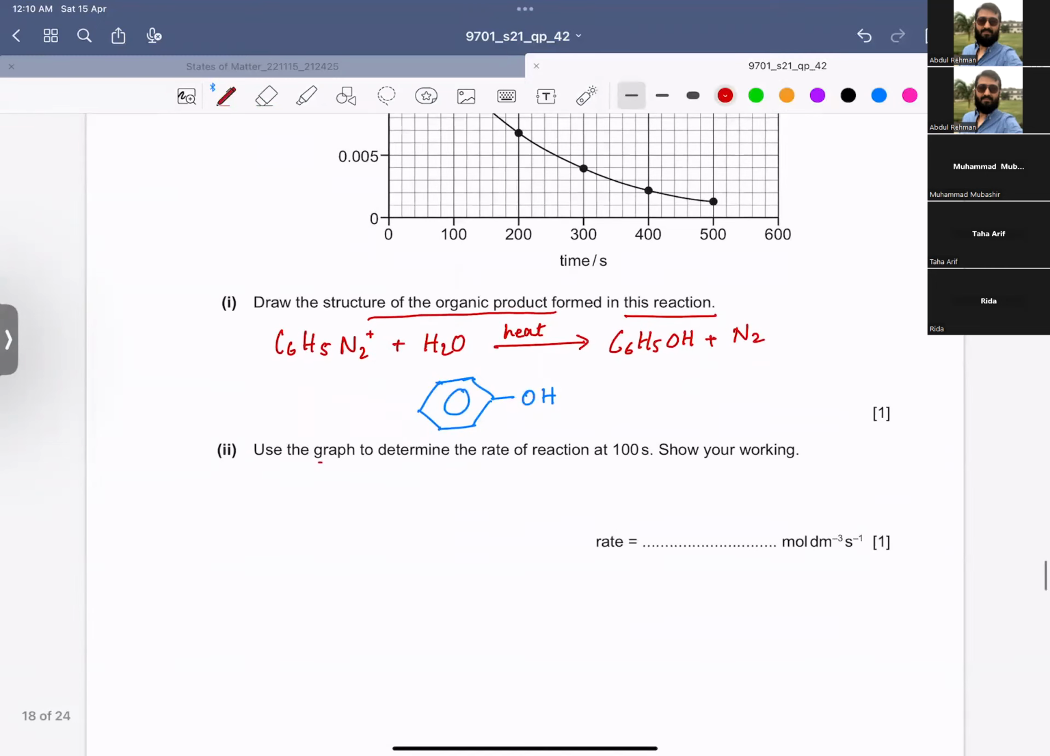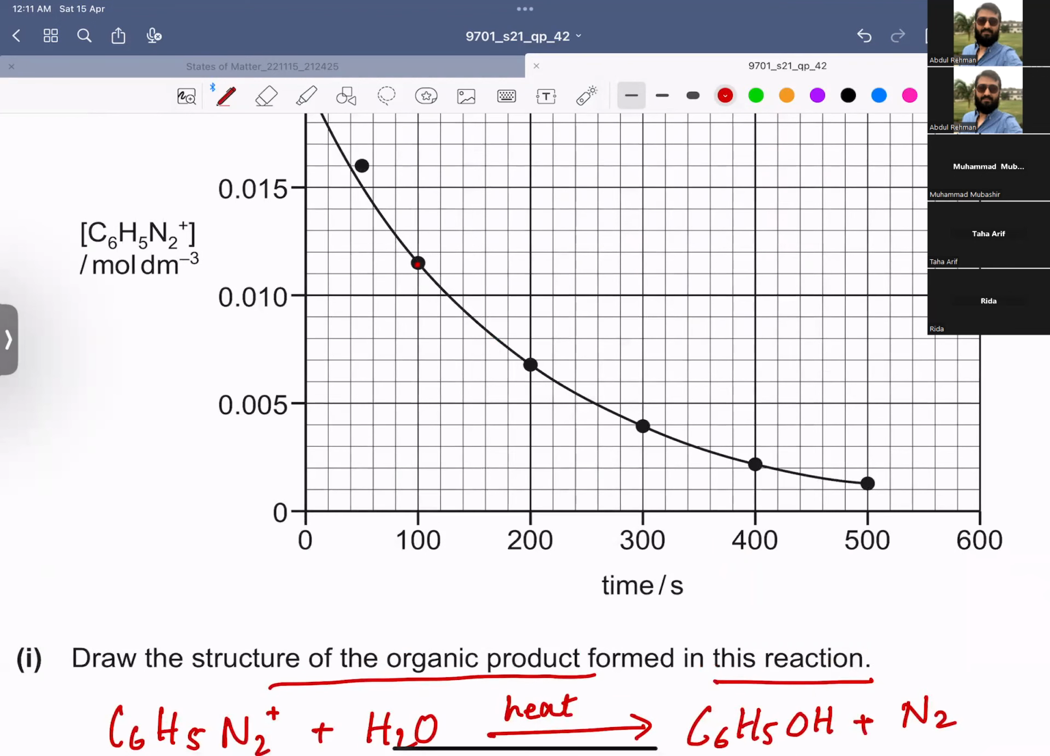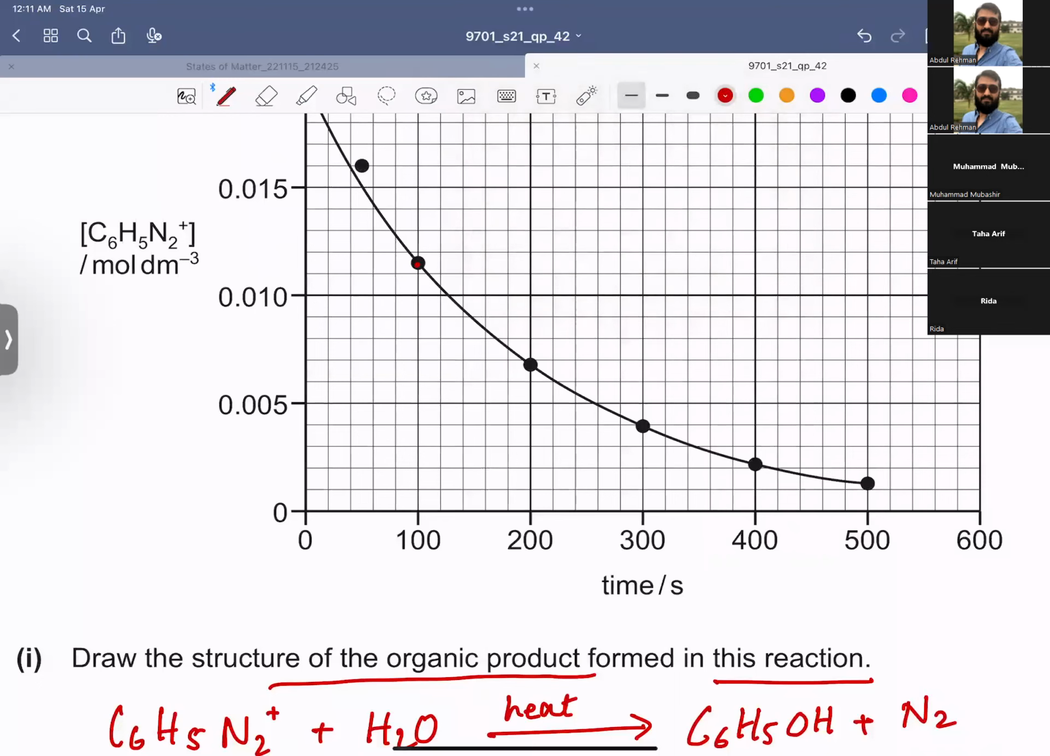Use the graph to determine the rate of reaction at 100 seconds. Show your working. So see, this is a very important thing. They didn't ask you to determine the rate of reaction for 100 seconds. They ask you to determine the rate at 100 seconds. So for that, at 100 seconds, this is the point. So what I have to do is draw the tangent on this point and then find the gradient.